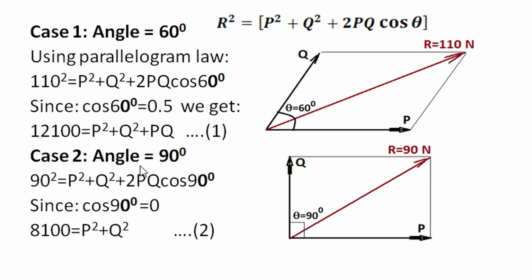And for that we'll first find the value of PQ, as we know the value of P squared plus Q squared, and then we'll use these two to find P plus Q and P minus Q to find out the values of the two forces P and Q.